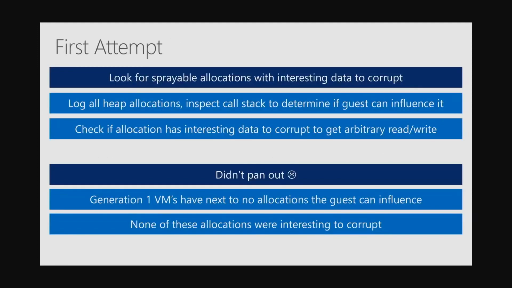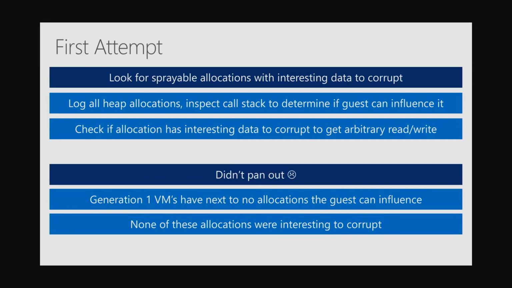The first thing that I did was I started logging all of the heap allocations that were being made by the VM worker process. So I would turn the virtual machine on, let it run, look at the call stack of all those allocations, and see if any of those allocations looked like they could be influenced by the guest, like if I could spray a bunch of allocations. And for any of those allocations, I wanted to see, is there interesting data in them that if I corrupted, I could boost myself to this arbitrary read-write primitive.